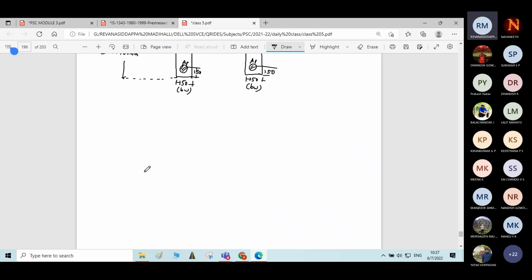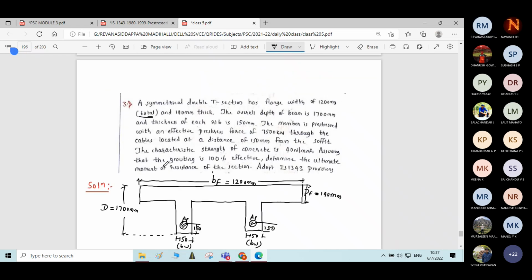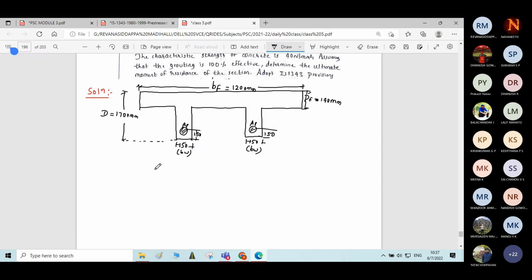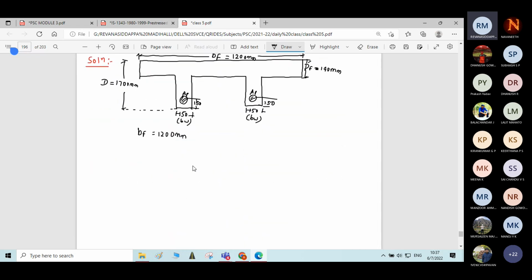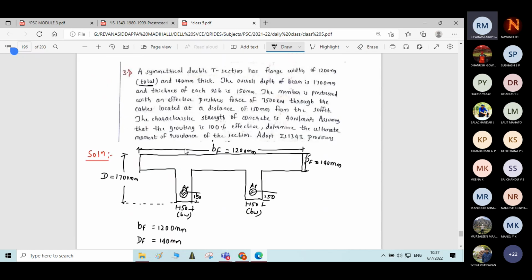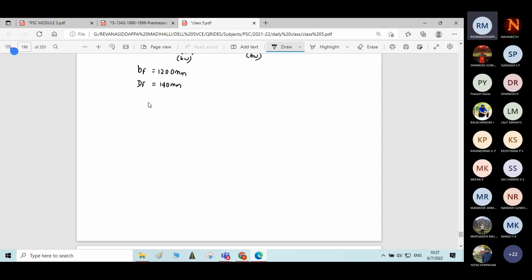First, let me list all the given data. Flange width 1200 mm. Then thickness of flange 140 mm. Then overall depth capital D, 1700 mm.